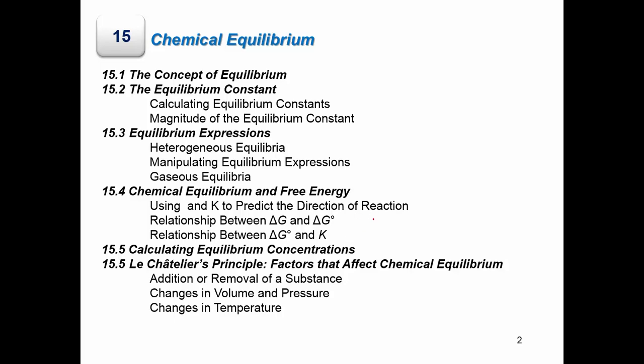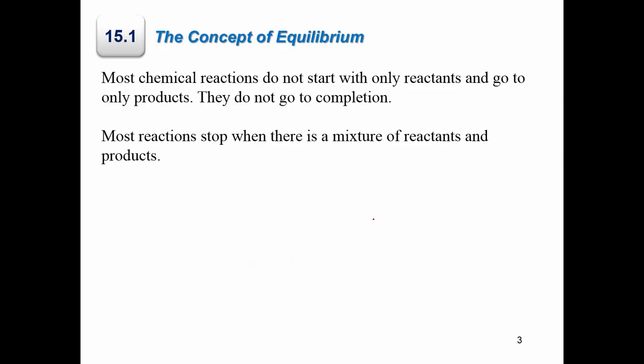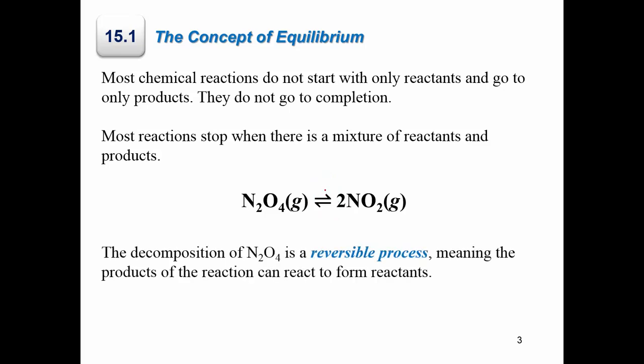So we're going to be talking about equilibrium and all the calculations involved with equilibriums. Now, most reactions are not discrete reactants that then form discrete products. We tend to have reactions that stop when there's a particular mixture of reactants and products. And we show that with this type of reaction arrow. We have half going one way and half going the other. That is called an equilibrium mixture.